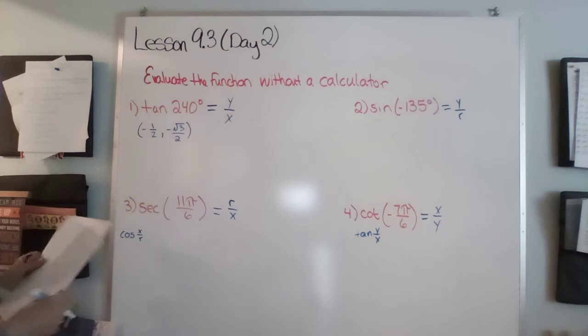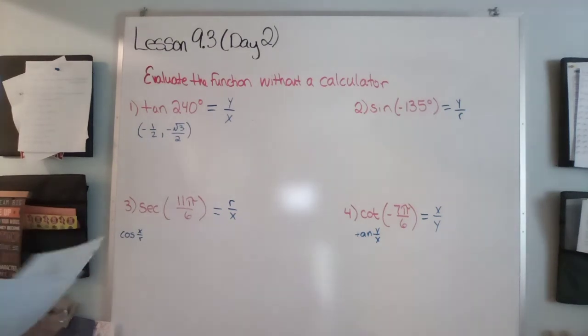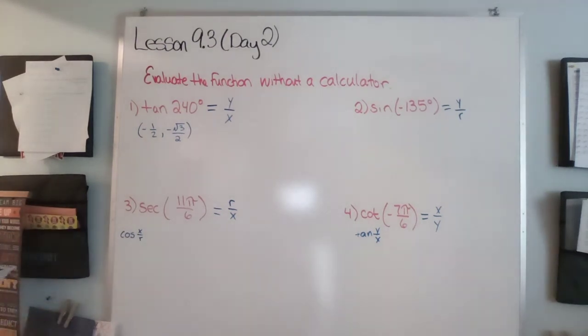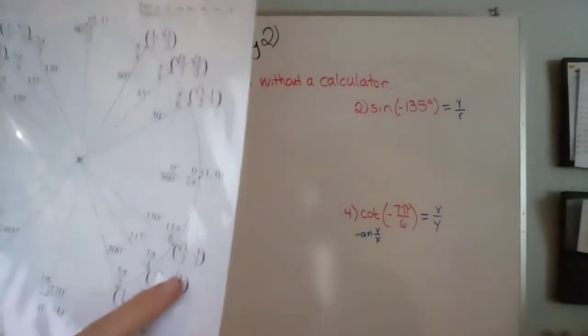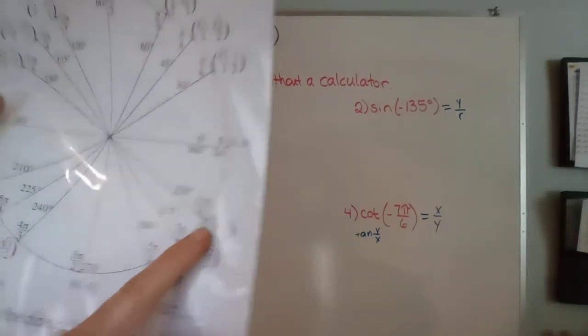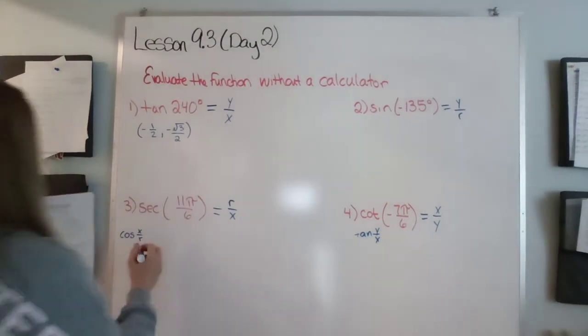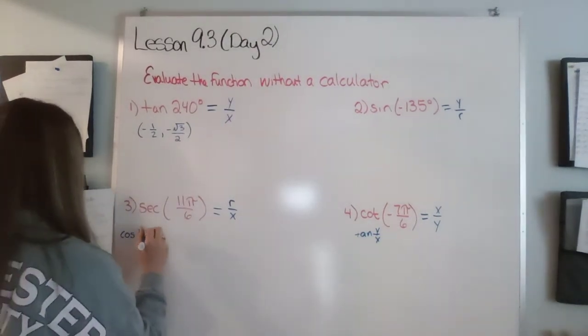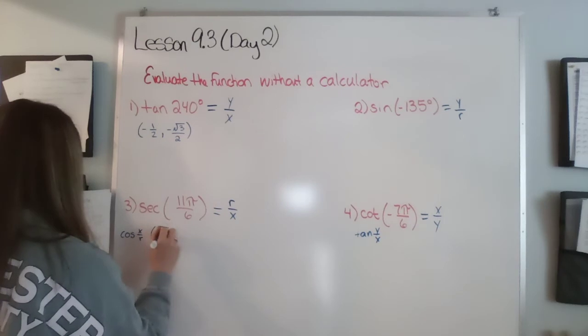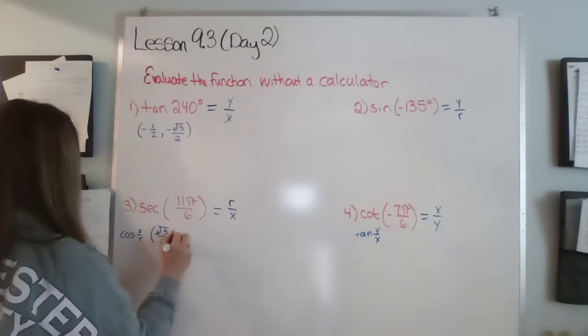Go to your unit circle and look for 11 pi over 6. I'll point to it here. I'm going to write that coordinate down right here. So we have root 3 over 2, negative 1/2.